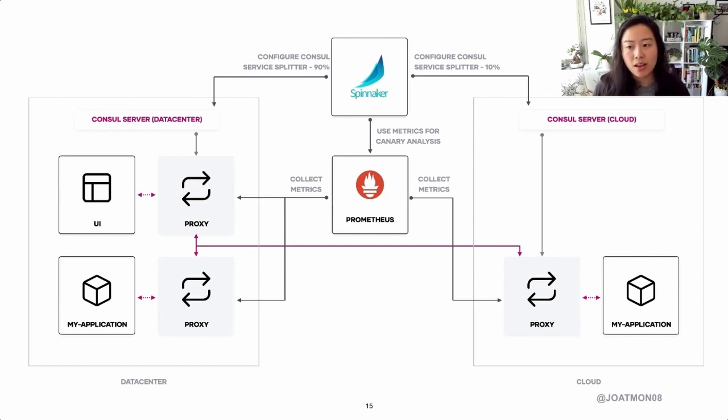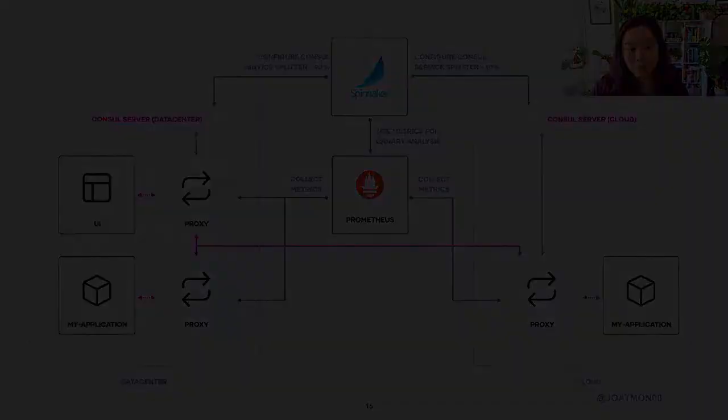So for example, in the first stage, I'll have Spinnaker send 90% of traffic to the data center and 10% of traffic to the cloud. The Consul service splitter propagates to the Envoy proxies, and the proxies ultimately control where the traffic will go.